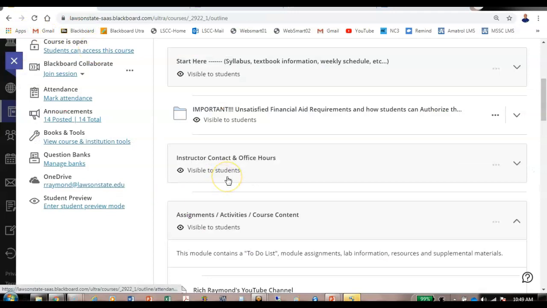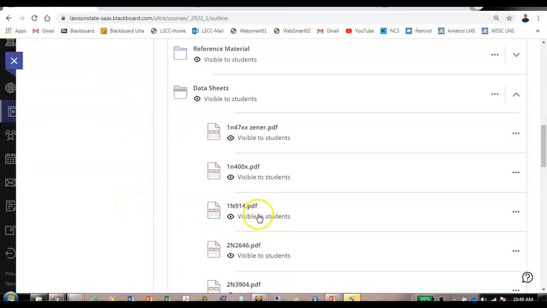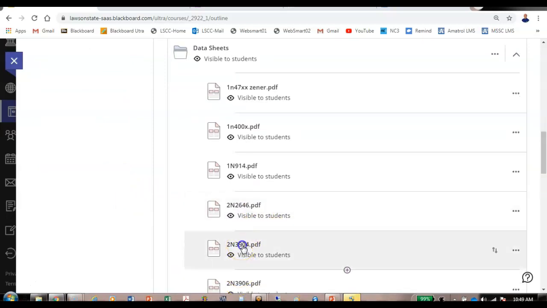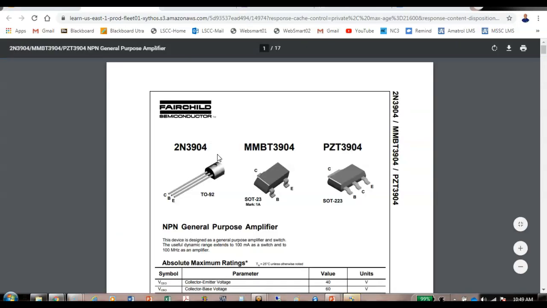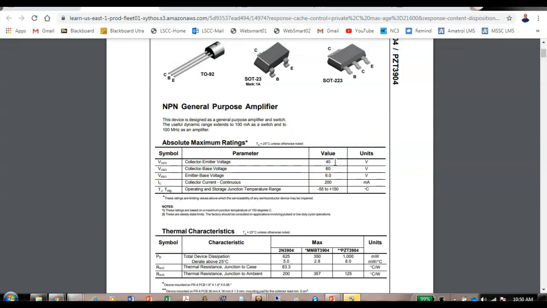So the data sheet, 3904, which is the one we're dealing with mostly right now. It starts off in the absolute maximum rating right here. So V sub CEO is 40 volts. That means this is guaranteed, when you cut it off, that it can block 40 volts. If you exceed the voltage collector to emitter, then the transistor could start conducting and it could mess it up.